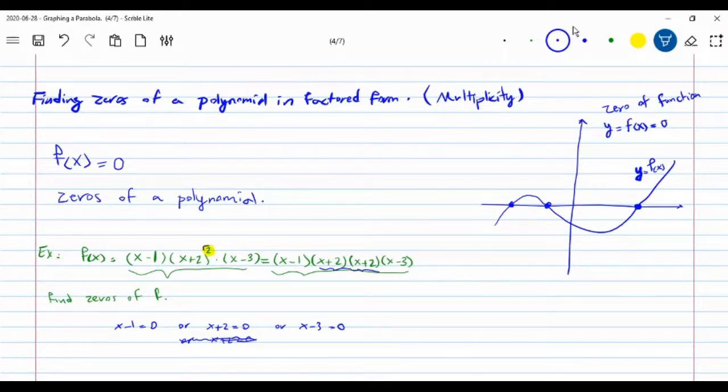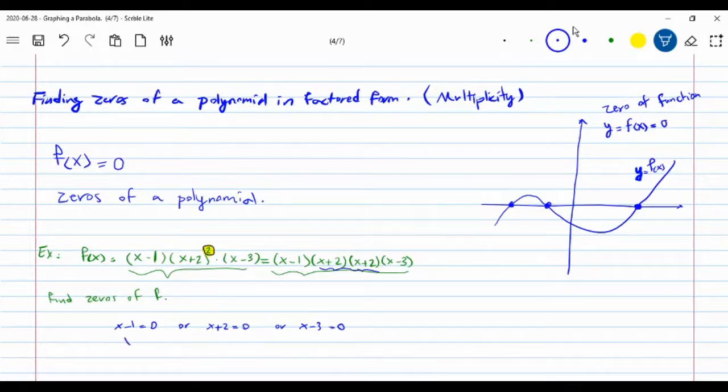That is true as long as you have an exponent outside. If there was exponent 3 here, it doesn't affect anything. You would say either this parentheses is 0 or the other one or the other one. The power just means how many times that parentheses has been multiplied by itself. So if you want to solve this, you just set these three equations equal to 0 and figure out the solutions.